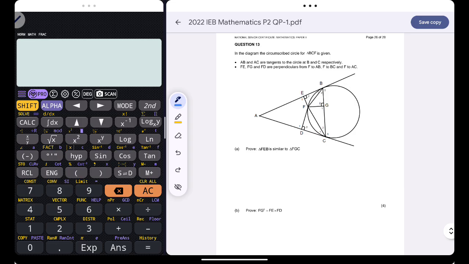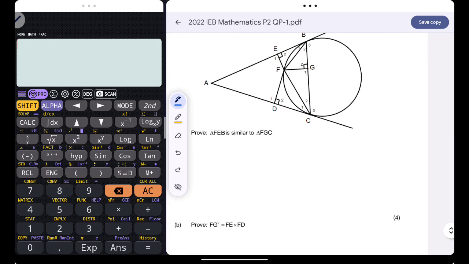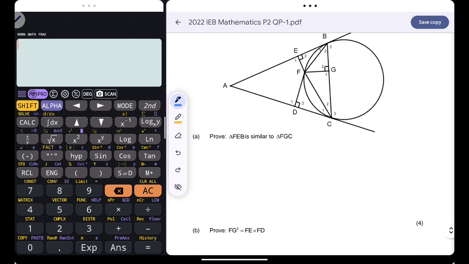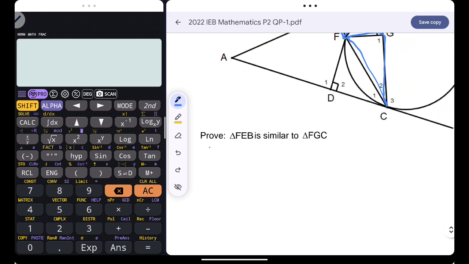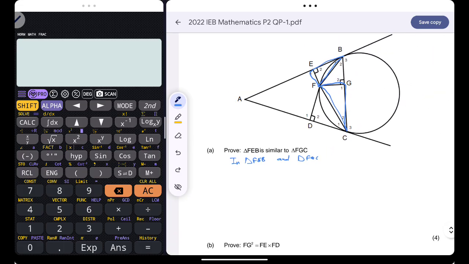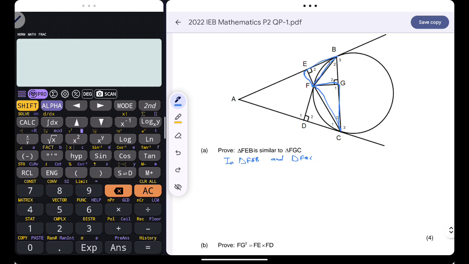The first question you're supposed to do is to prove that triangle FEB, this is FEB, is similar to triangle FGC. How can I do that? I'm comparing two triangles, right guys? In triangle FEB and triangle FGC. Remember that for me to show that triangles are similar, I just need to show that the two triangles are equiangular, and if they're equiangular, therefore they are similar.